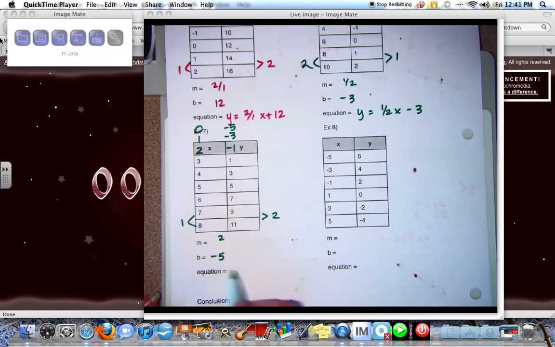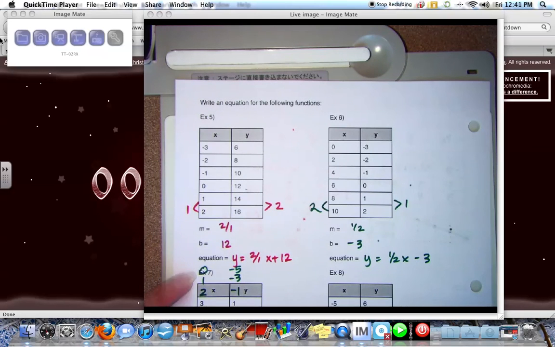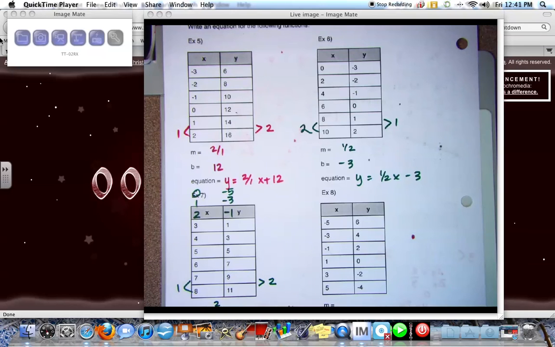So our equation is? Y equals 2x minus 5. How is it negative 5? Because we looked at the pattern that was occurring and we worked backwards. We're going to talk about conclusions in just a minute.